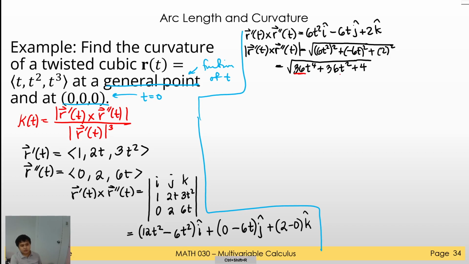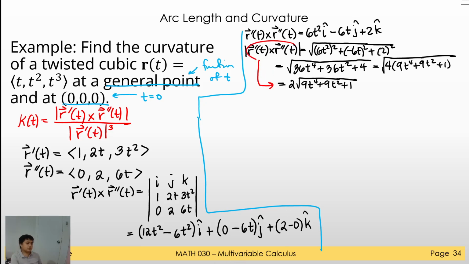We have a common factor of 4, so we can factor it out, leaving 9t to the fourth plus 9t squared plus 1. The square root of 4 is 2, so we have 2 times the square root of 9t to the fourth plus 9t squared plus 1. So this is the length of your cross product.